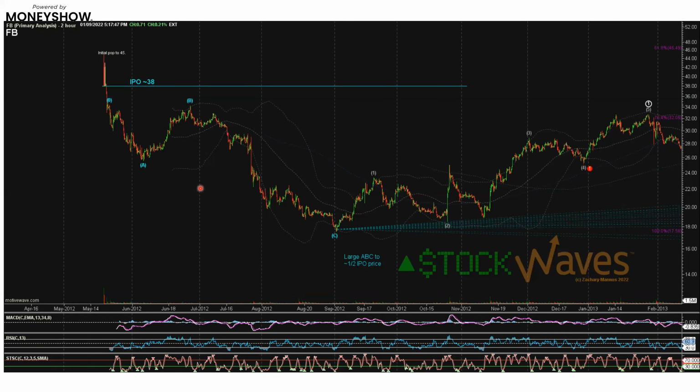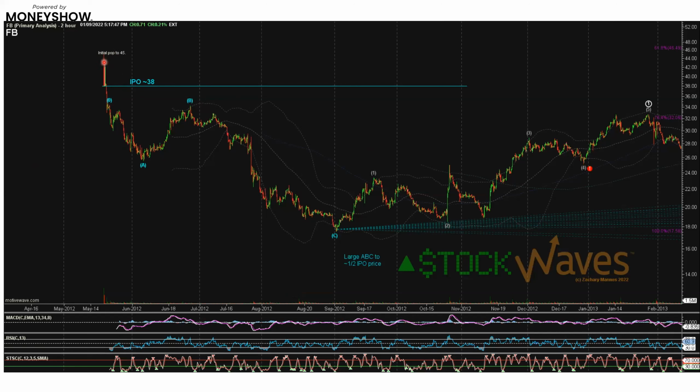Now we'll get into a couple of examples. So here is a Facebook chart using a 2-hour timeframe, looking all the way back to May of 2012 when it IPO'd. It got that initial pop higher after coming onto the exchange around $38, popped up to about 45, and then over the course of the next several months into September, filled out that large A, B, C move down.